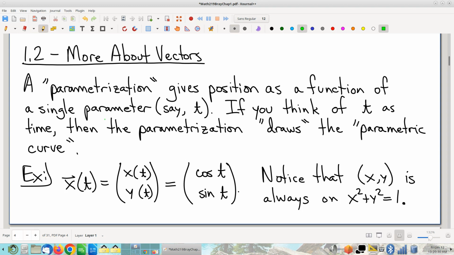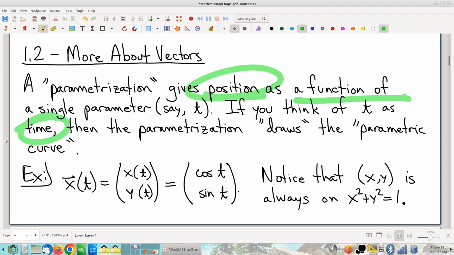So parameterizations is something I don't expect that you've seen, so we are going to spend a bunch of time talking about parameterizations. The big idea: position is a function of, I'm going to say, time. Technically it doesn't have to be time, but it's a physically satisfying, geometrically satisfying little crutch to think of it.